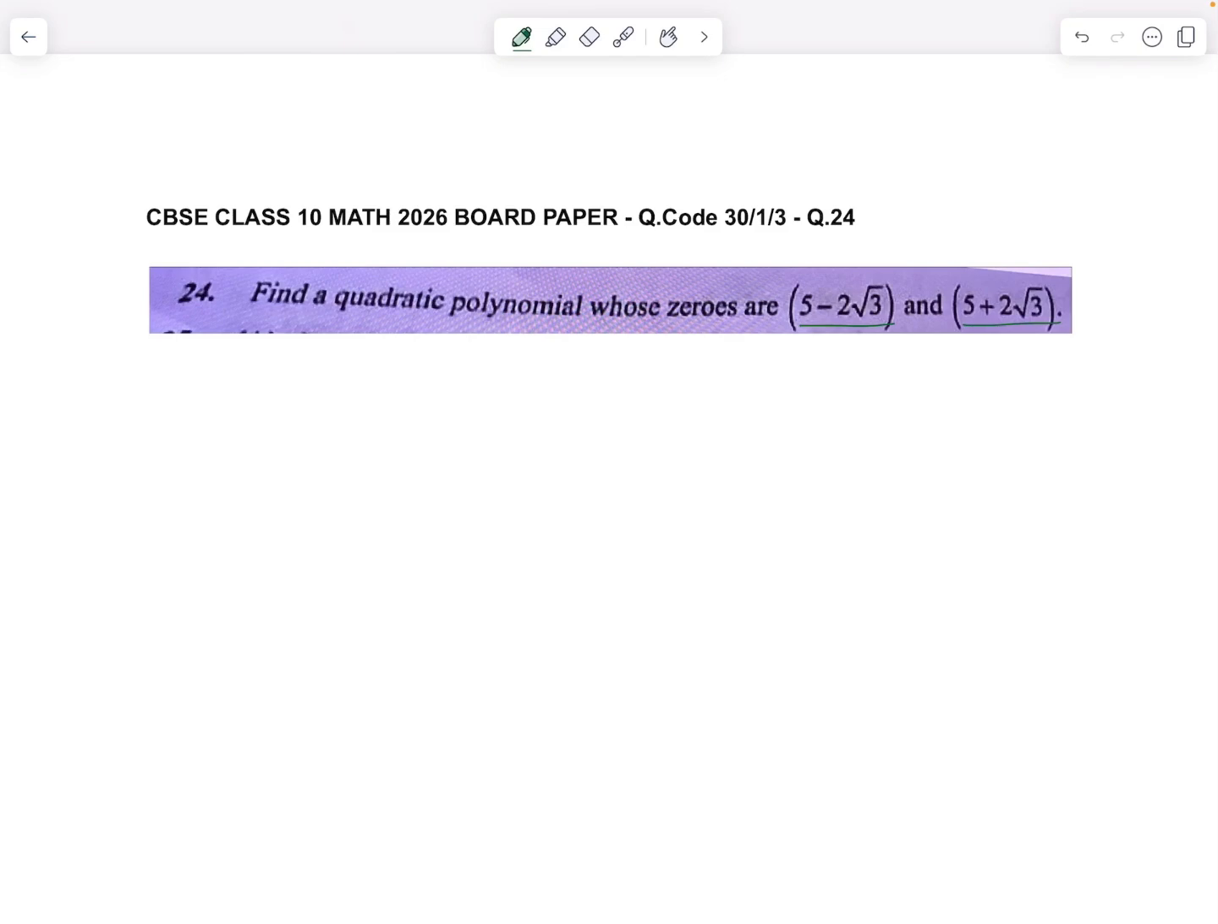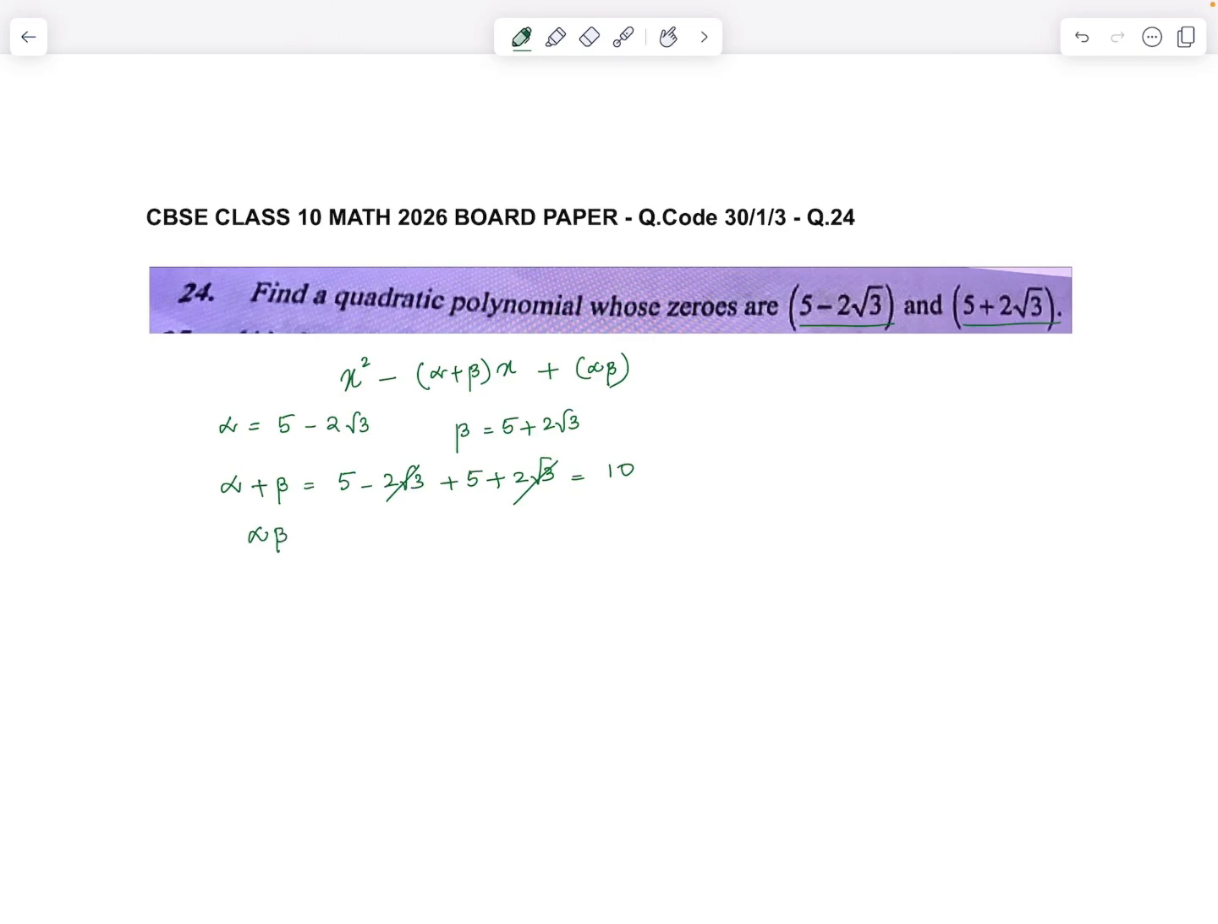The format of the quadratic polynomial using the roots is x square minus (alpha plus beta) times x plus alpha beta. So first let's take alpha as 5 minus 2 root 3 and beta as 5 plus 2 root 3. The sum of the roots, that is alpha plus beta, is 5 minus 2 root 3 plus 5 plus 2 root 3, which is 10.